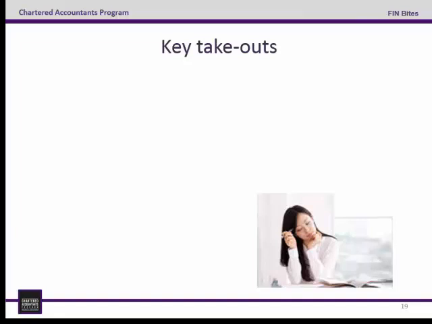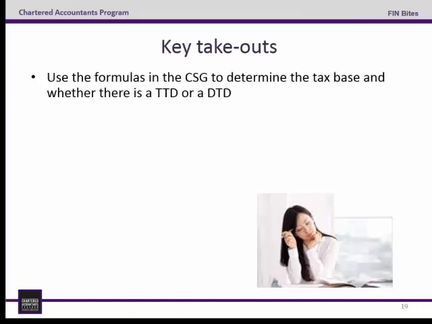Let's perhaps look at some key takeouts from what we've covered today by looking at my example with the machine. So we can use the formulae that you have in the CSG to help you determine the tax base and work out whether you've got a taxable temporary difference or a deductible temporary difference. So the formula that you've got in the CSG really does help you, but remember, use that gut feel as a bit of a cross-check.